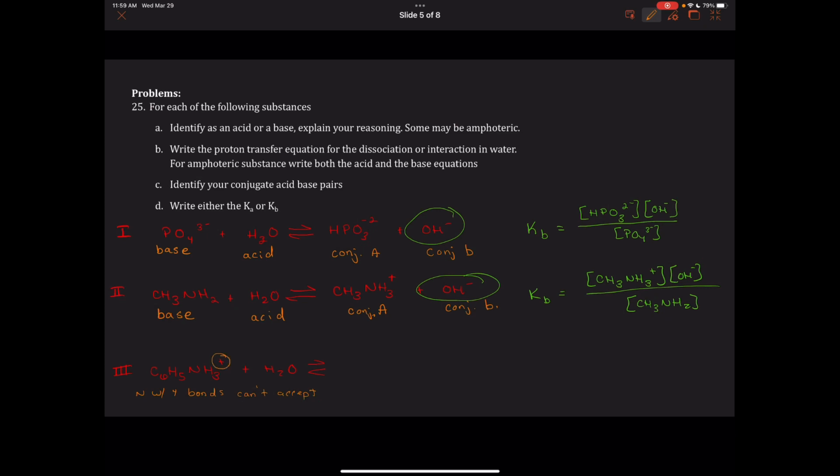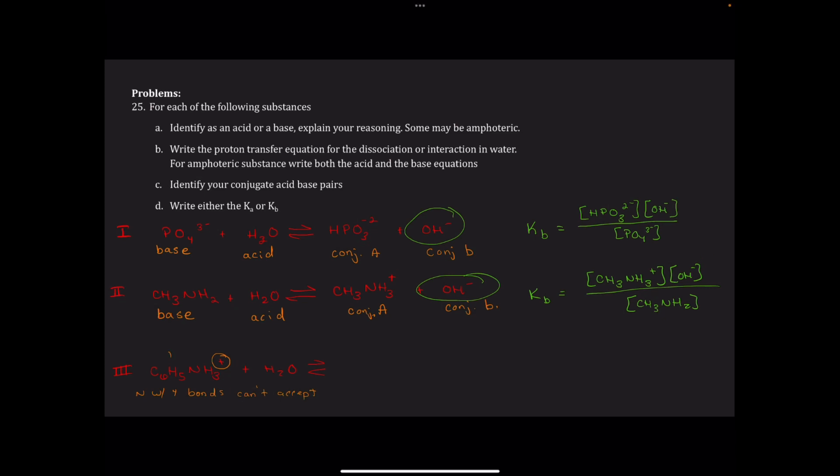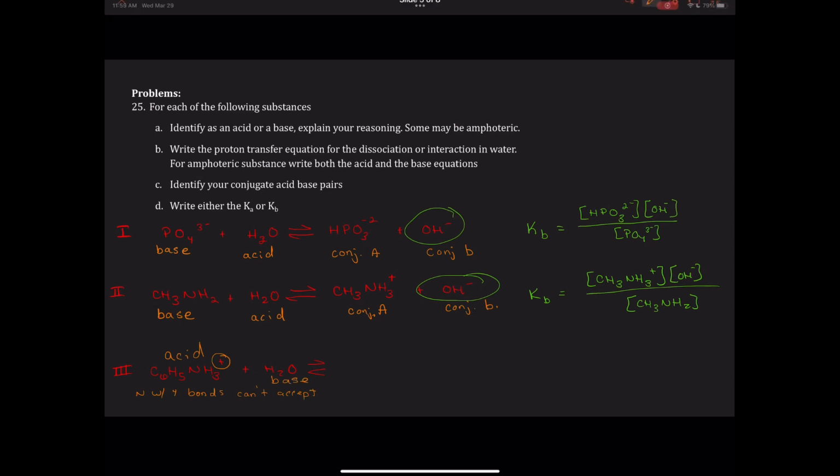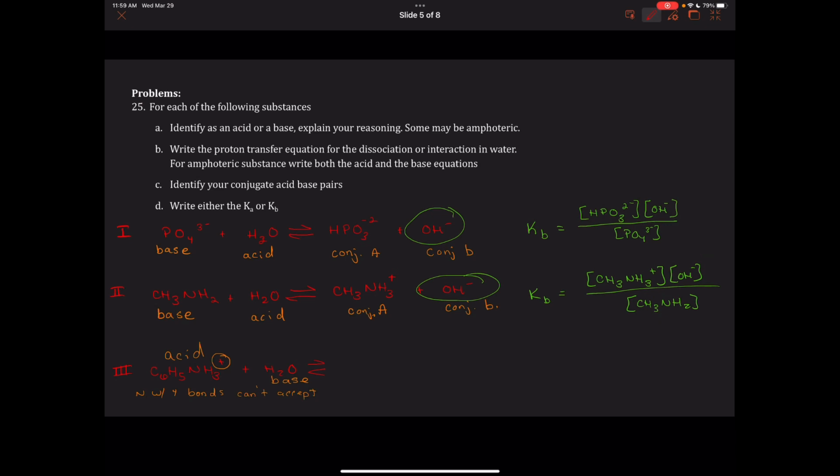I do, however, have a positive. So I do have an acid. I've got an extra hydrogen here that I can donate. So this will be my acid, making water my base. So if that substance is my acid, it's giving a hydrogen to the water. So as it gives a hydrogen away, its hydrogen will decrease by 1, and its charge will decrease by 1. So I'm going to get C6H5NH2 as my conjugate base. We give a hydrogen to water, we get hydronium as my conjugate acid.